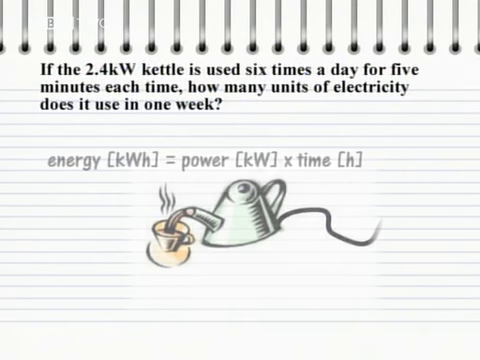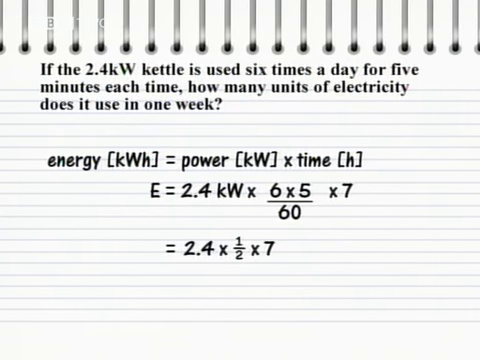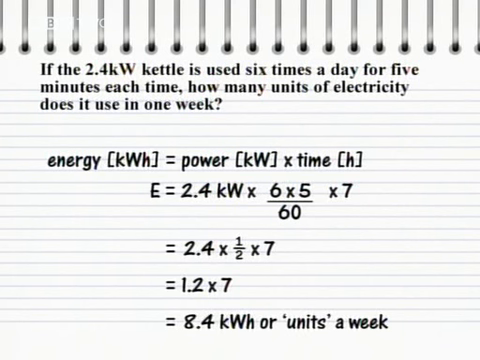That means we can use our energy formula. Energy in kilowatt hours equals power in kilowatts times the time in hours. So E equals 2.4 kilowatts times 6 times a day times 5 minutes divided by 60 to give the time in hours times 7 days in a week. That simplifies to 2.4 times 1/2 times 7. That's 1.2 times 7 equals 8.4 kilowatt hours, or 8.4 units of electricity.